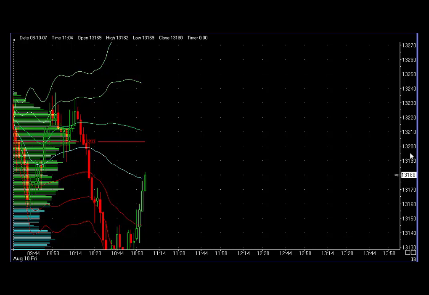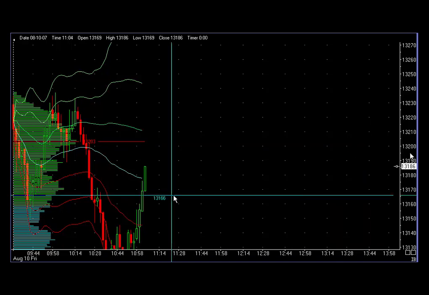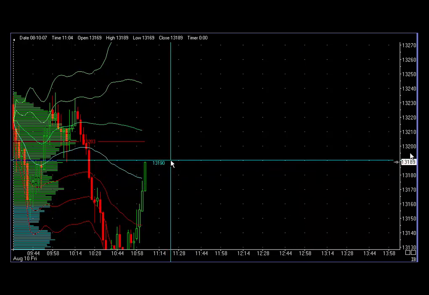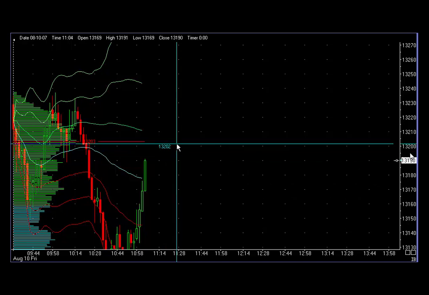Here's a chart of the E-mini Dow for August 10th, 2007. 2-minute chart, and you notice that price action is moving into the zone near the peak volume price, where the market will have to make some decision as to which direction it wants to go.